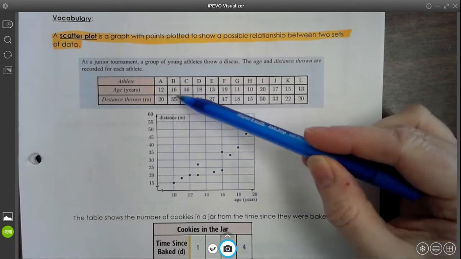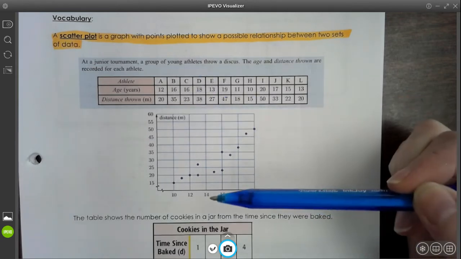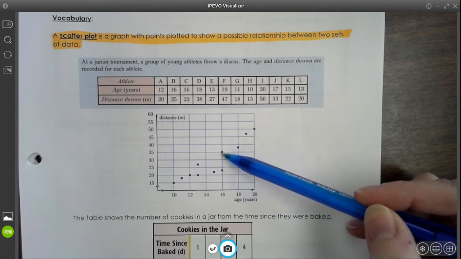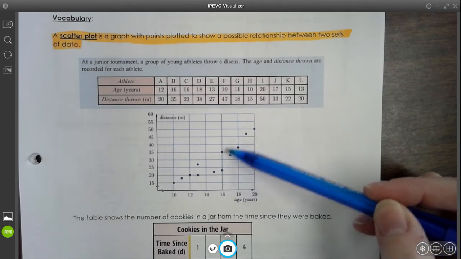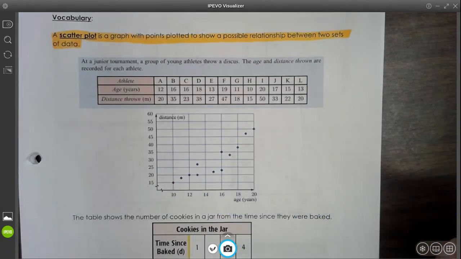Okay, B might be Brennan. Brennan is 16 years old and throws for 35 meters. So 16, 35 would be right here. That's where Brennan's dot is. So all of these points are just plotted here, and that's your scatter plot.